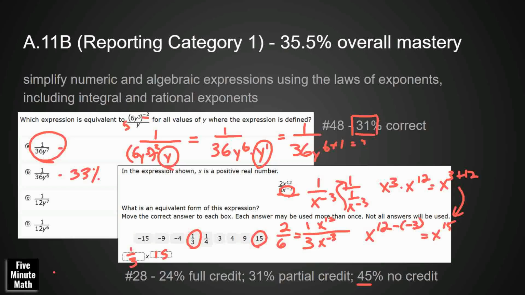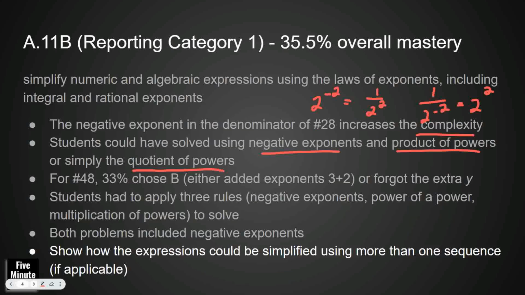Now we can't tell what the misconception is. Either they forgot that extra y, or they used the product of powers rather than the power of power, and they added the 3 plus 2. Either way, there's still some misconceptions there. And we had to apply three rules. We had to apply negative exponent, we had to do the power of power, and then we had to do the multiplication of power. And probably the trickiest of all, both problems included negative exponents.